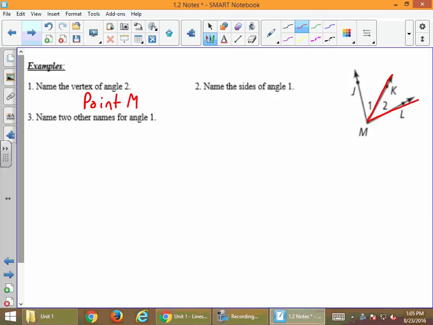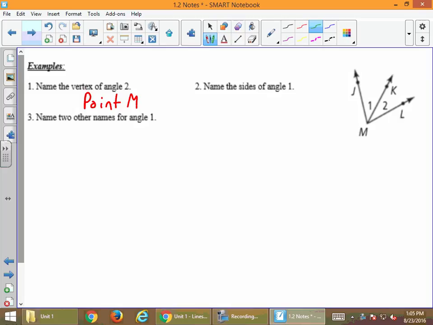Point M. Or just dot M. That's my vertex. So they come together. Number 2, I went out of order, I just realized. Number 2 is over there.